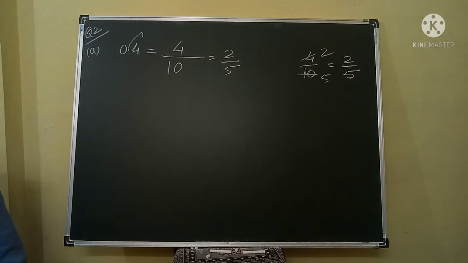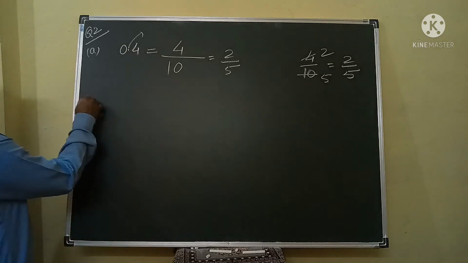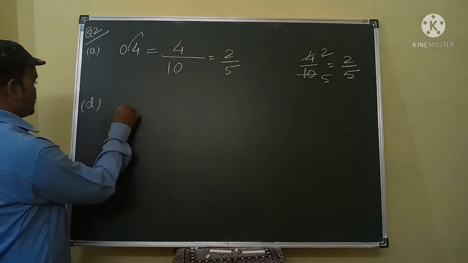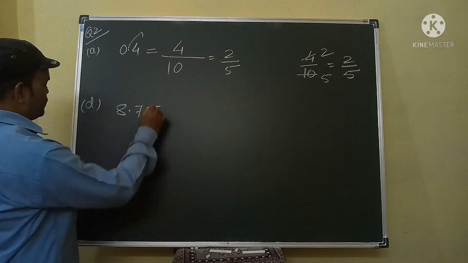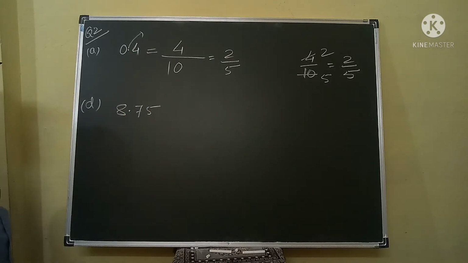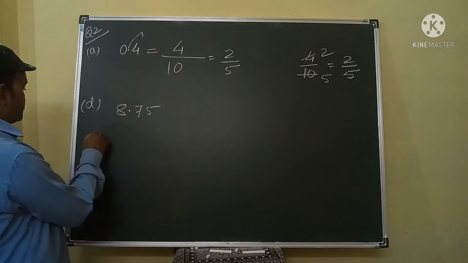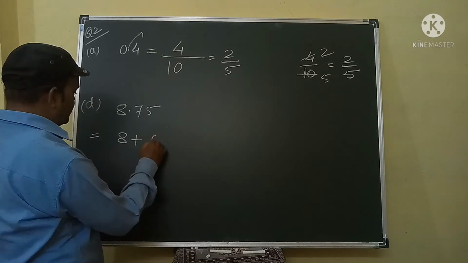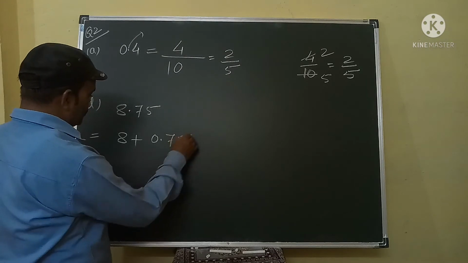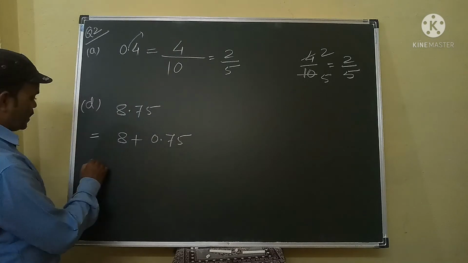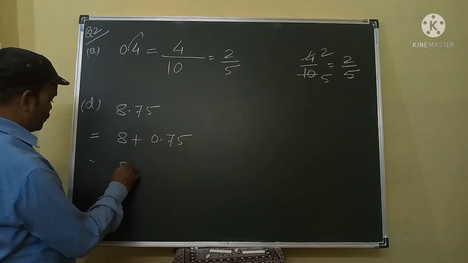In another question, suppose question number D, 8.75. This is a decimal number, and how will we convert a decimal number to fractional form? Now look here, this is 8.75. We can write 8.75 as 8 plus 0.75. And you know very well, the decimal point is removed by 1.